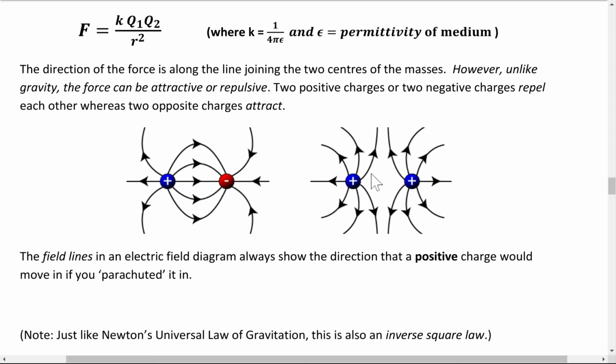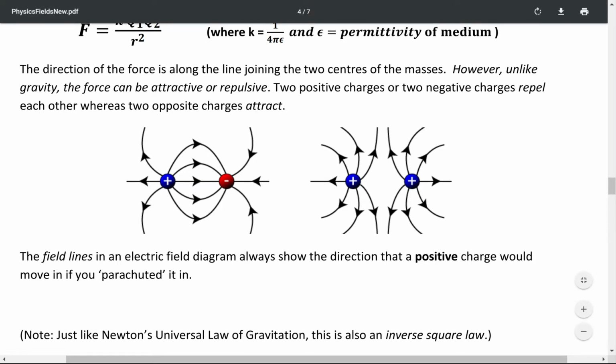Over here, what happens? These are two pluses. If I parachute in a plus charge here, he's pushed out, he's repelled. He's also repelled from this side by this one, so he has nowhere to go, so he just goes out into the distance there. And that's why those two, when they come together, spread out like that. So always think, as I said, parachute in a plus charge.